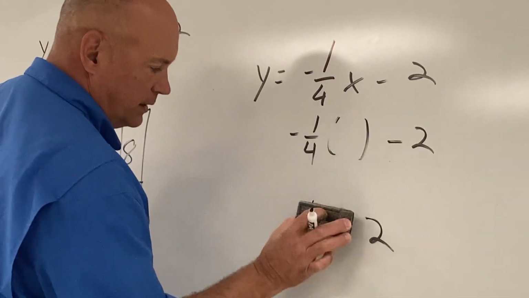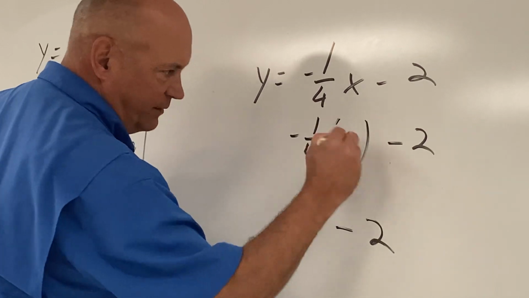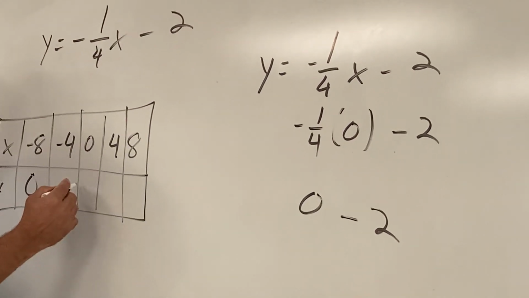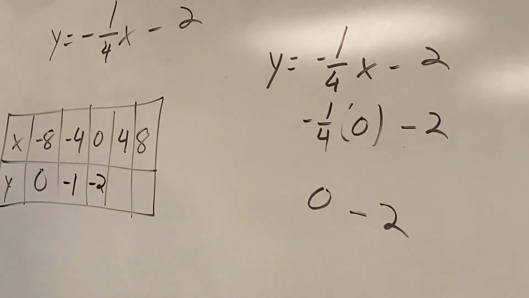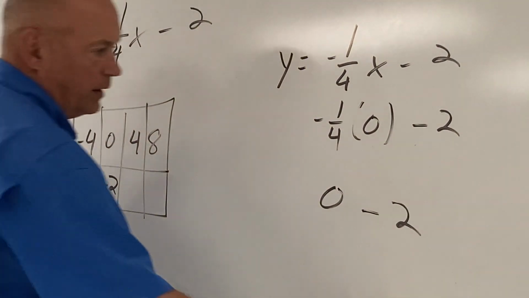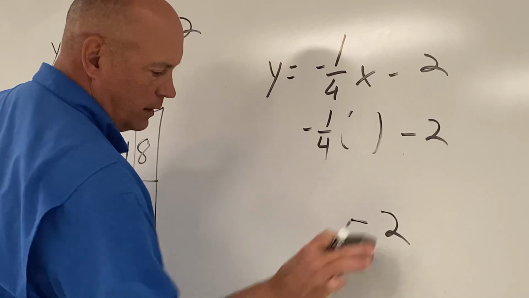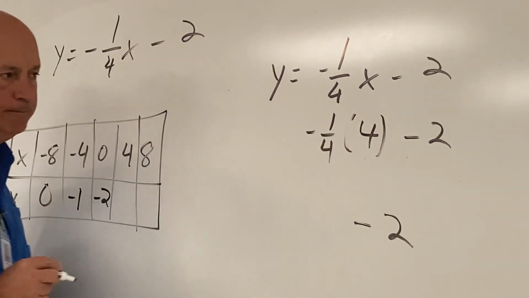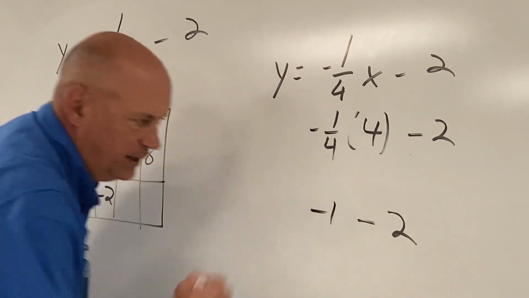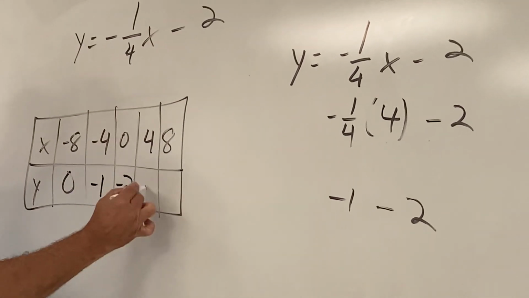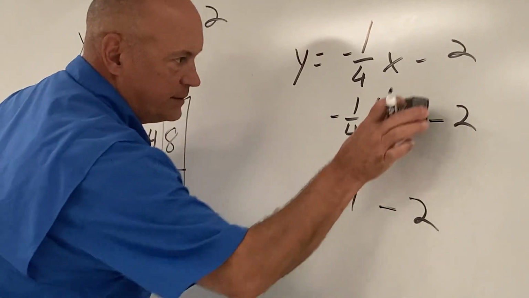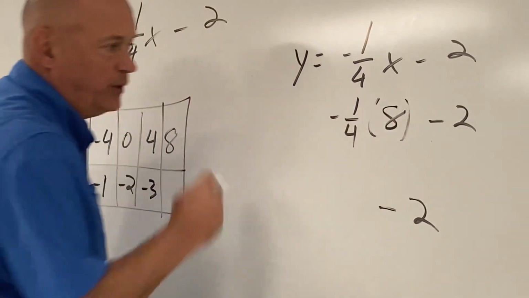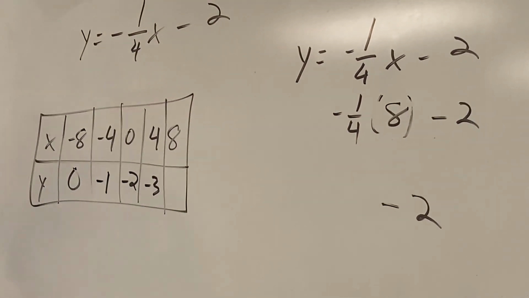All right, let's plug in 0. That one's easy. What's 0 times -1/4? 0. What's 0 minus 2? -2. Then let's plug in 4. What's -1/4 times 4? -1. -1 minus 2? And then the last one, let's plug in 8. What's -1/4 times 8? -2. What's -2 minus 2?